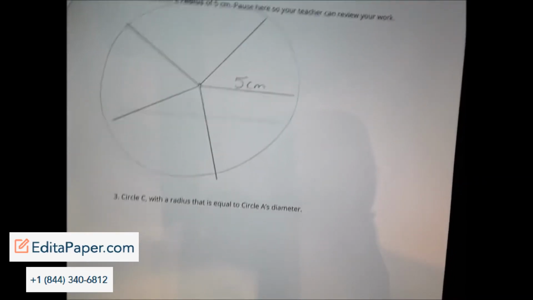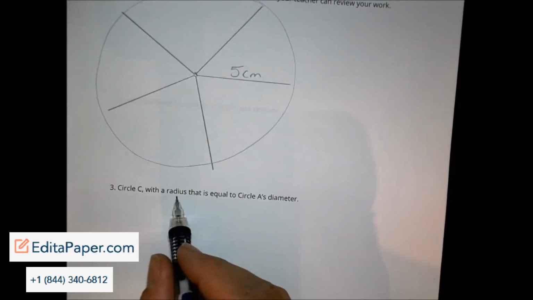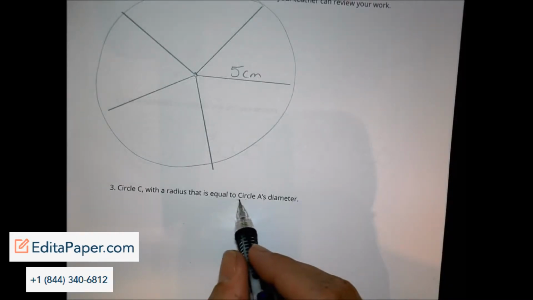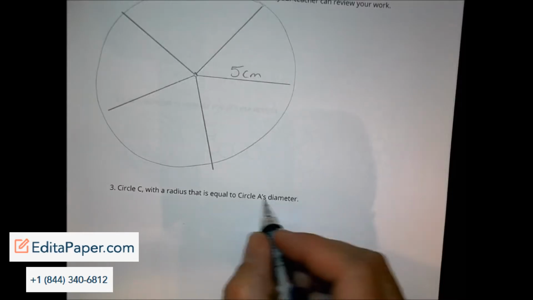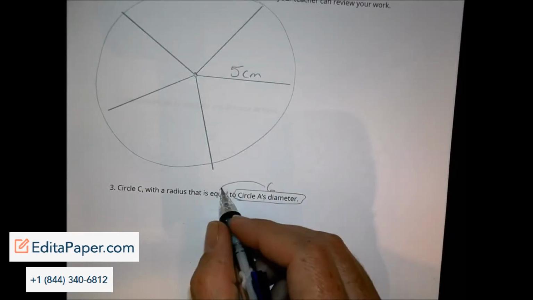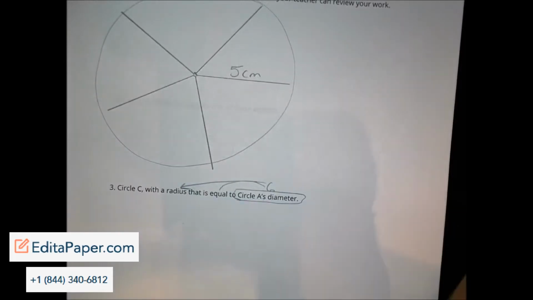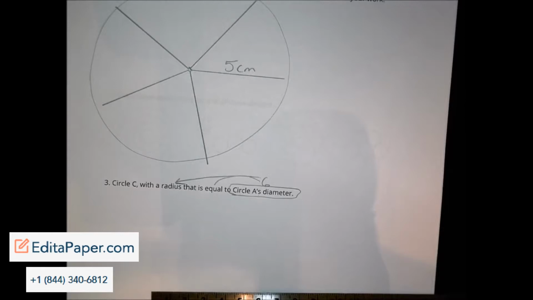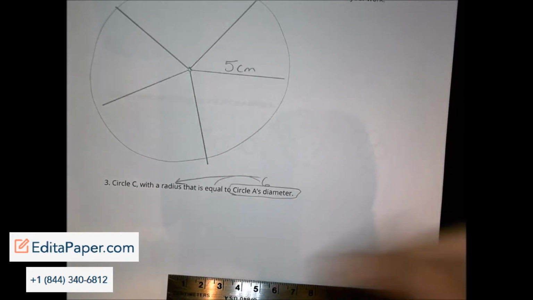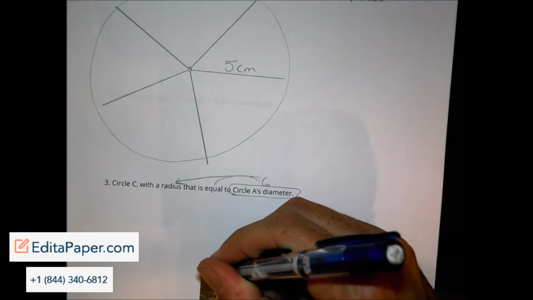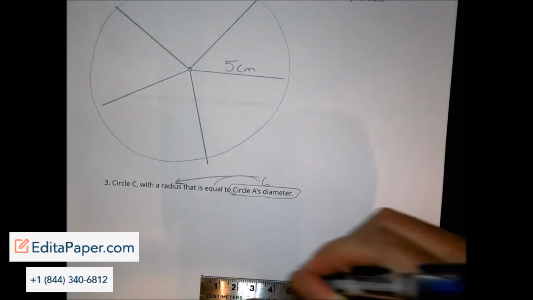For number 3, it says circle C with a radius that is equal to circle A's diameter. Circle A's diameter was 6, so now we're going to make that the radius. So now we're going to make a longer one here. We're going to come out to about here, and we're going to put a point right here for the middle of our circle, and we'll go out to 6.